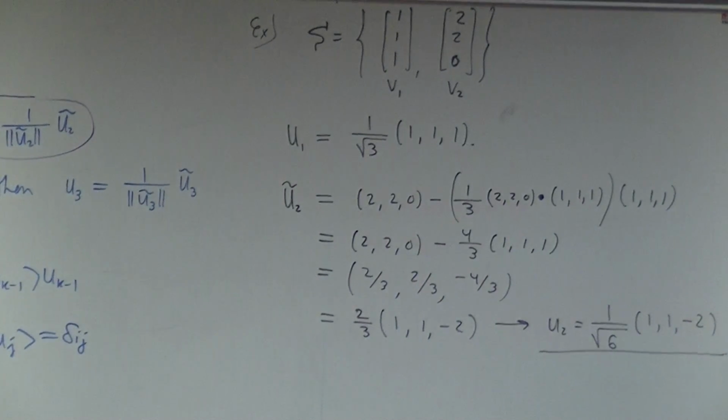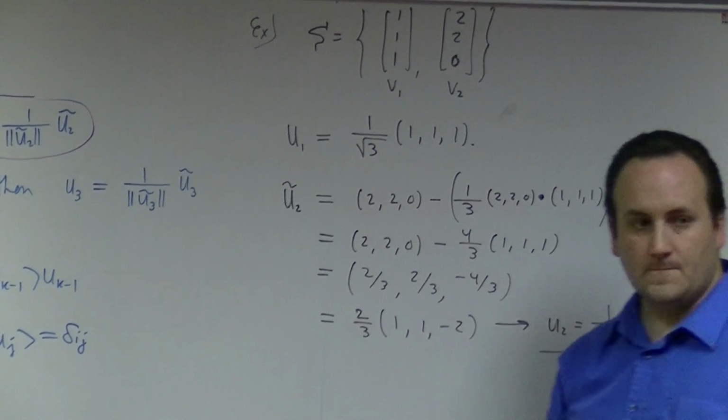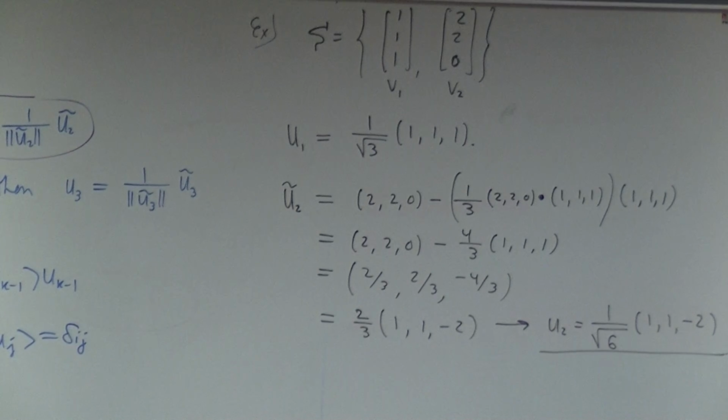Okay, so you guys, back on track here. So what I have then is that the basis beta equal to 1 over the square root of 3 times (1, 1, 1), comma, 1 over the square root of 6 times (1, 1, -2), is an orthonormal basis for the subspace W, which I can define as the span of S, all right?